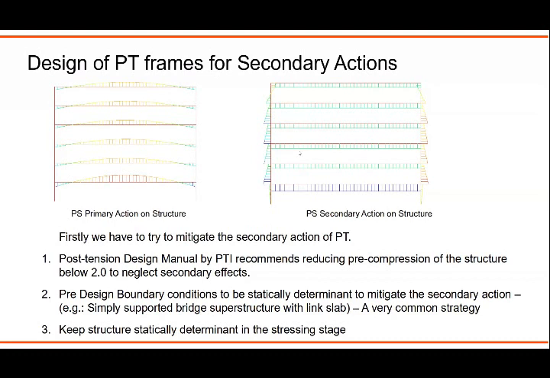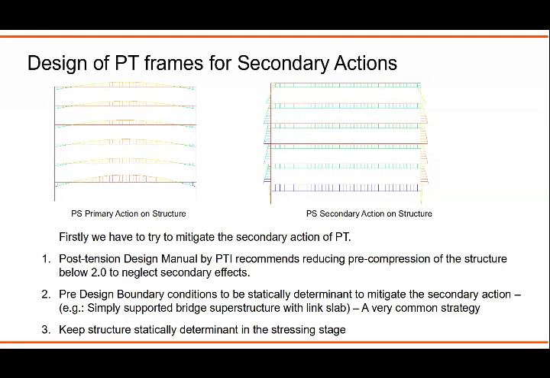The second diagram shows the secondary action on the pre-stressed structure. You can see that almost uniform force acts on the beam as a secondary force because of the resistance of the support to the hogging moment. That resistive moment distributes to the beam uniformly, and then that moment is transferred to the column. Like this, the column also experiences bending moment, and we have designed the column for that bending.